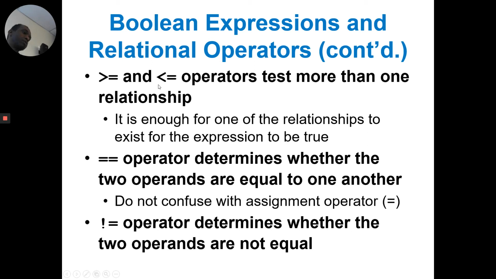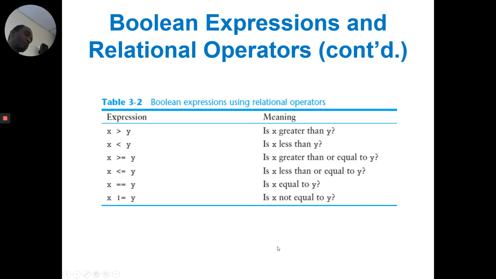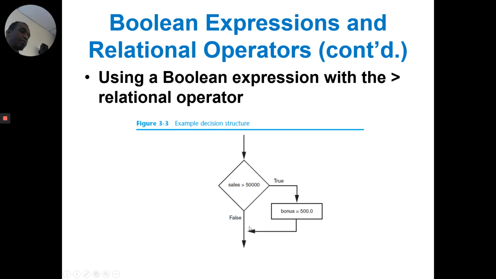So the greater than or equal to or less than or equal to operators test more than one relationship. It's enough for one of the relationships to exist for the expression to be true. Okay, the equal to operator determines whether the two operands are equal to one another. So do not confuse it with the assignment operator. The not equal to operator determines whether the two operands are not equal. So these are some Boolean expressions using relational operators. X is greater than y, x is less than y, x greater than or equal to, and so forth. Okay, so using a Boolean expression with the greater than or equal to relational operator, you have sales greater than or equal to 50,000. If it's true, then you give a bonus.